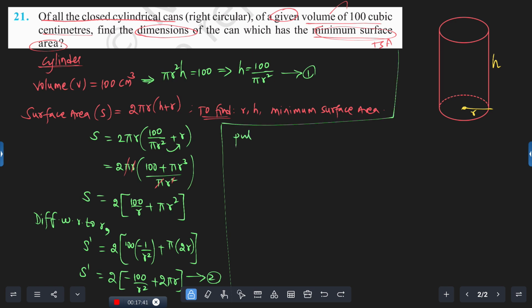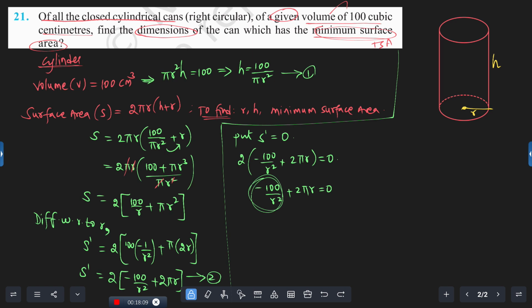First, let's substitute S dash equal to 0. So what I'm getting for S dash is 2 into minus 100 divided by r square plus 2 pi r, which is equal to 0. Now multiply 2, when you send it opposite, it will be divided by 0. So minus 100 divided by r square plus 2 pi r equal to 0.